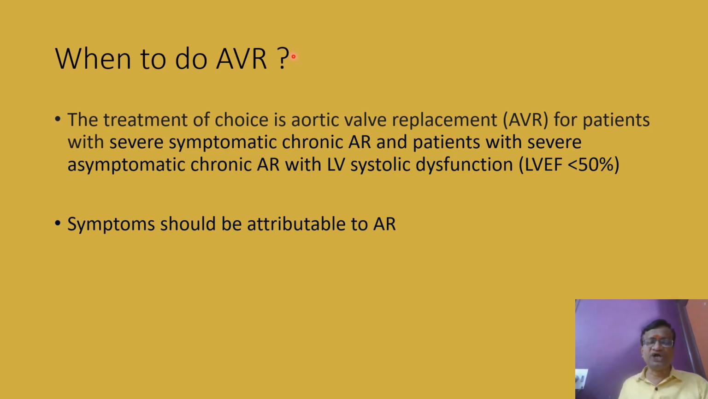The treatment of choice is AVR: severe symptomatic chronic AR, or asymptomatic with LV dysfunction. Symptoms should be attributable to aortic regurgitation. See, because with dyspnea there may be coronary artery stenosis, or a CHD, or severe anemia. So symptoms should be attributable to AR.